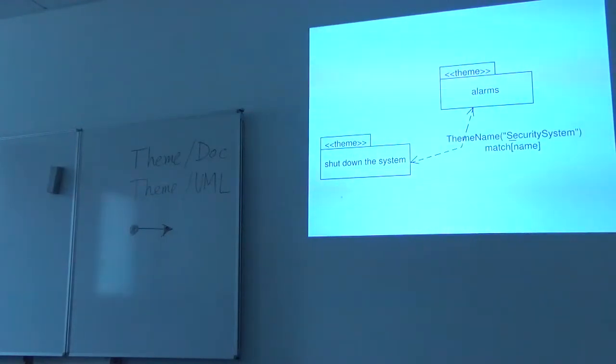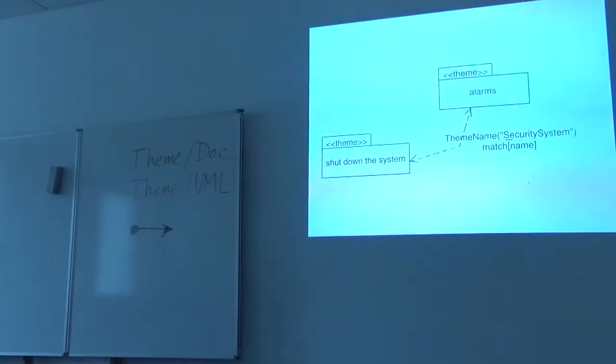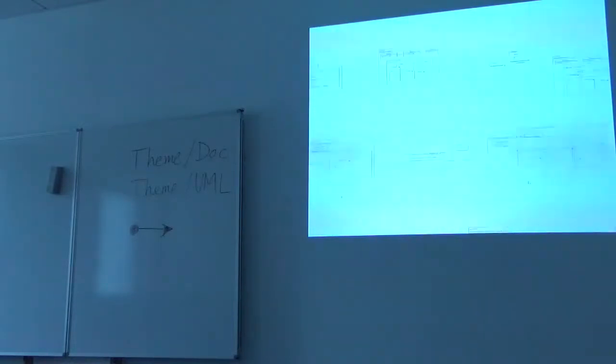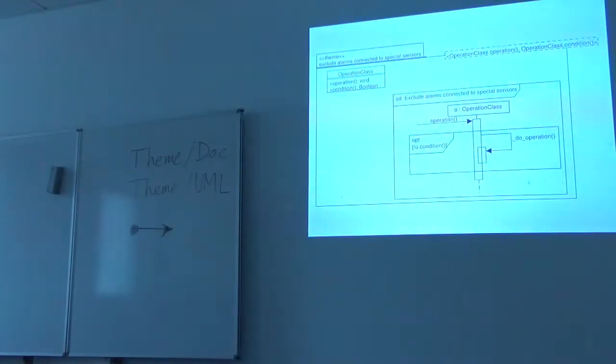So you can specify these rules in text here or somewhere aside. But what's happening with our exclude alarms connected to special sensor theme? So we see here this theme represented in the theme approach, and it looks quite different. There is this parameterization box there, so it is a kind of parameterized or template package.